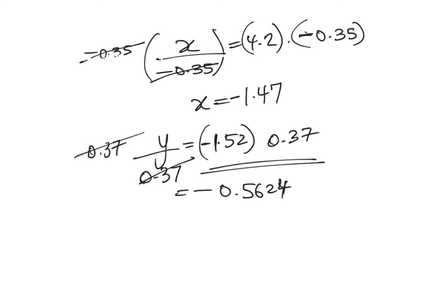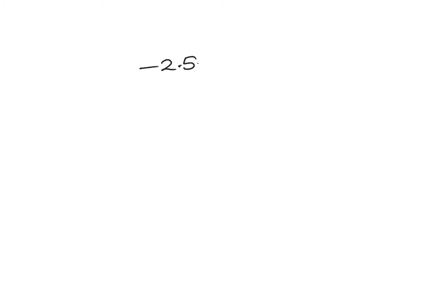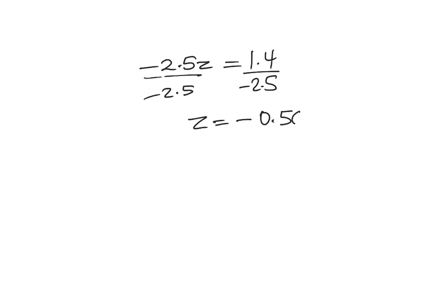Let's look at another example. Negative 2.5z is equal to 1.4. You divide both sides by negative 2.5 in this case. And we get z is equal to, again, with some of these, when you're doing them in chemistry and physics type problems, you are allowed to use a calculator. So if we're doing this one, we'll get negative 0.56 for that particular problem. So that's how we work with solving equations involving decimals.